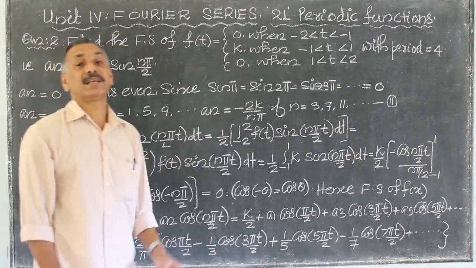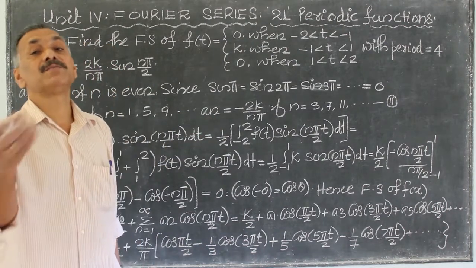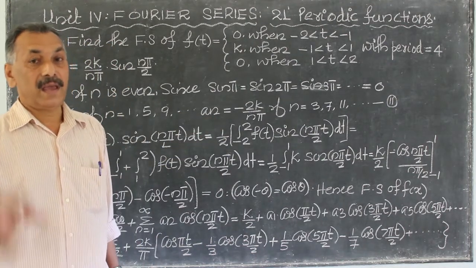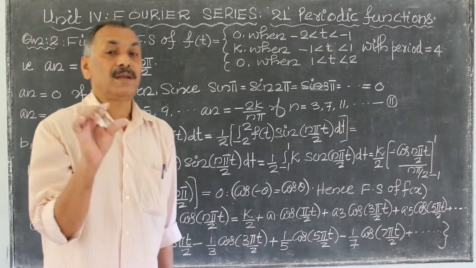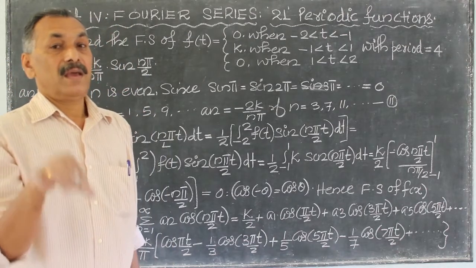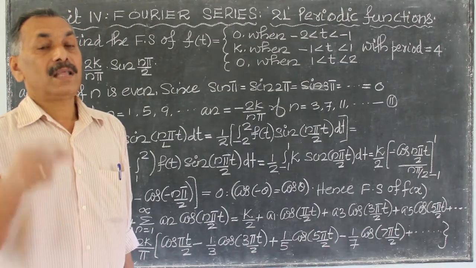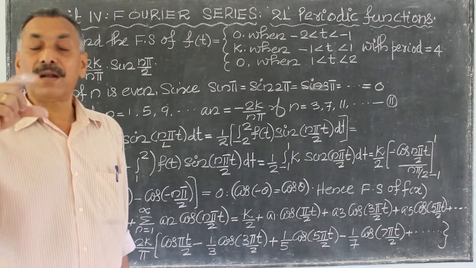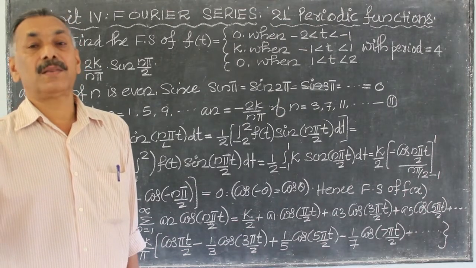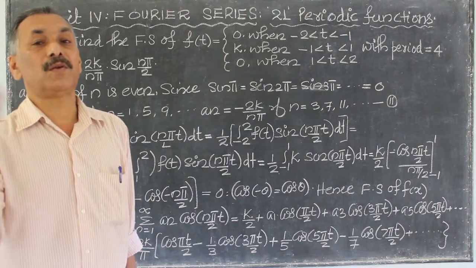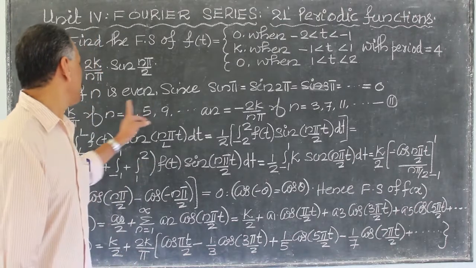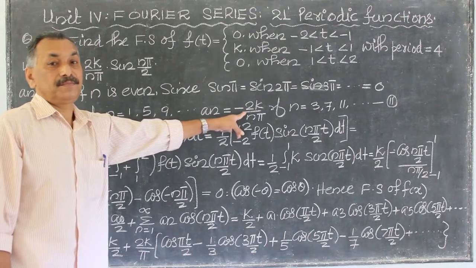And then in the Fourier series expansion, the value of bn is 0. The value of a0 is equal to k. An is equal to 0 if n is an even number. Similarly for n = 1, 3, 5, 9 and so on, there is a value 2k divided by n pi, and this value is used in the next step.